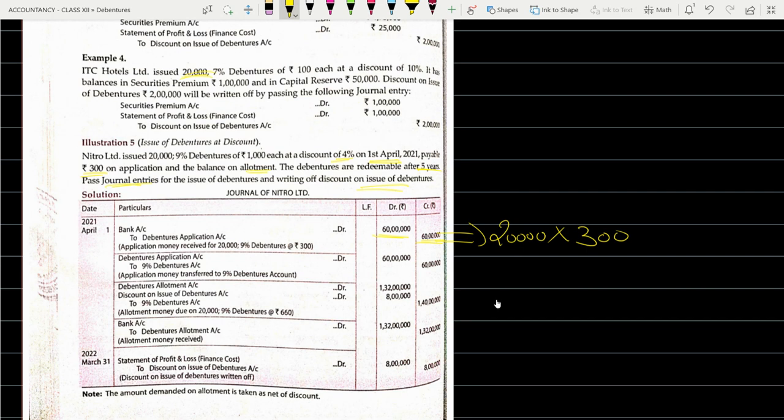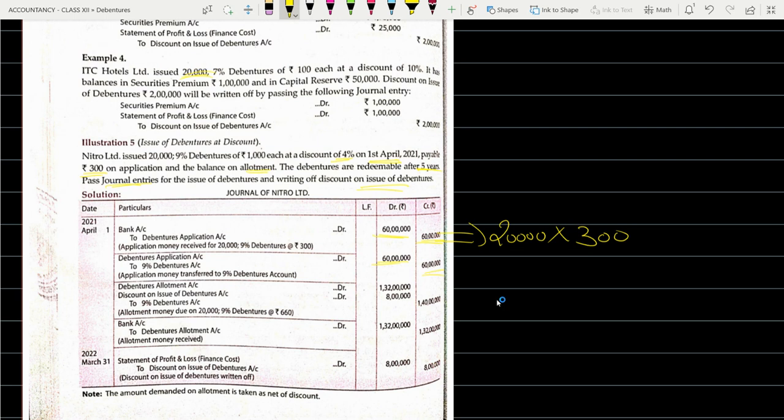So bank account debited to debenture application account. The same amount you have to transfer, and the transfer entry is debenture application account debited to 9% debentures account. So the same 60 lakhs you are transferring. Make sure that in this problem you record with the date. Why? Because it is mentioned very clearly the date of issue and when it is going to be redeemed, that is to be payable. So you record the transfer with the date of issue, and when the allotment date is not mentioned, you take it as the same day you have done the allotment.